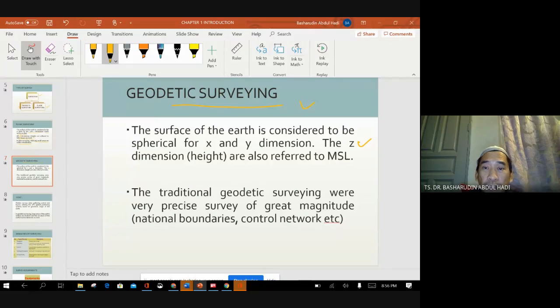Traditional geodetic surveying was very precise survey of great magnitude: national boundaries, control networks, etc. National boundaries mean that in Malaysia, in Sabah and Sarawak, we have a neighbor, Indonesia. So Sabah and Sarawak have the neighbors Kalimantan Utara and Kalimantan Selatan. So we use geodetic survey for our national boundary. Okay, control network means that, for example, you have the map of Malaysia, right? I think you still remember this shape, for example, this, sorry.